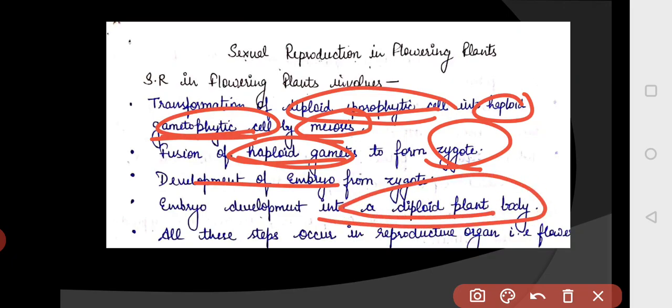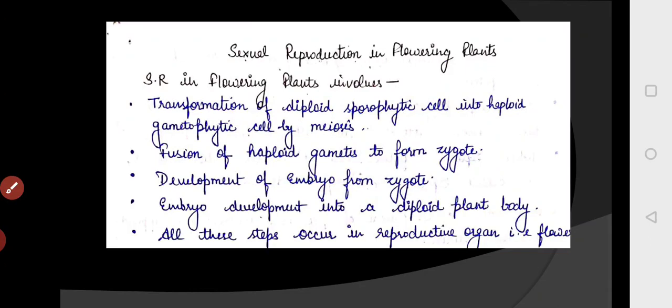So these are the 4 steps. And in which part do all these 4 steps occur? In the reproductive organ, that is the flower. Flower is the reproductive organ where all these processes take place. What are those processes? First is the conversion of a sporophytic cell into a gametophytic cell by the process of meiosis. Then gametes are formed, gametes fuse and form a zygote. The zygote develops and forms an embryo. The embryo then gives rise to a plant body. The plant body is diploid. So these are the steps.